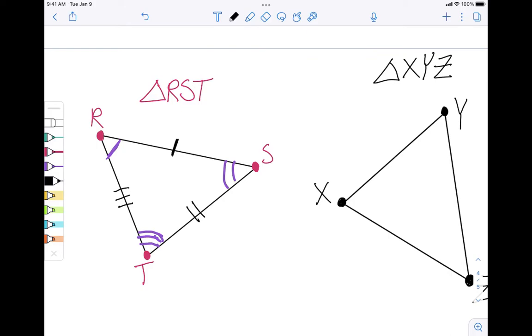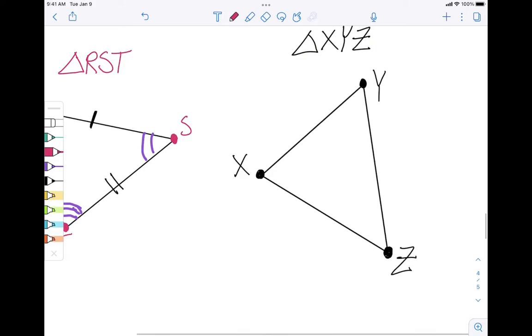So let's do the same thing here on our second triangle. Our first letter is X, so angle X is one arc. The second letter is Y.